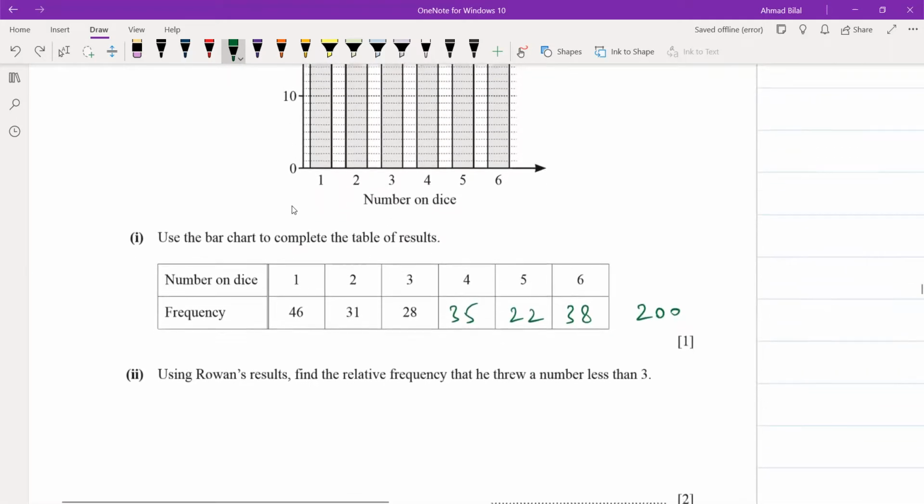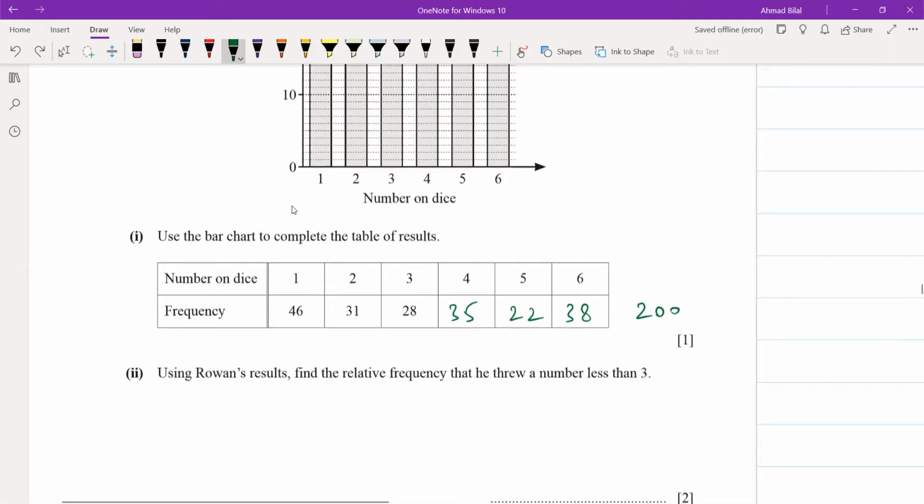Now, using Rowan's results, find the relative frequency that he threw a number less than 5. Relative frequency is a concept very similar to probability. Probability की practical form जो होती है, that's relative frequency. आपने बताना है कि numbers less than 3 की क्या frequency है as compared to the total. और आप ये भी कह सकते हो probability of numbers less than 3. It's the same thing basically.